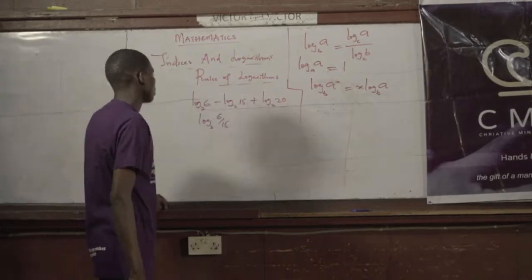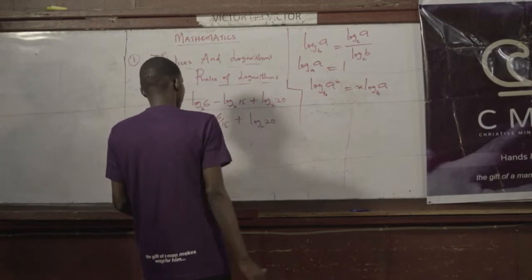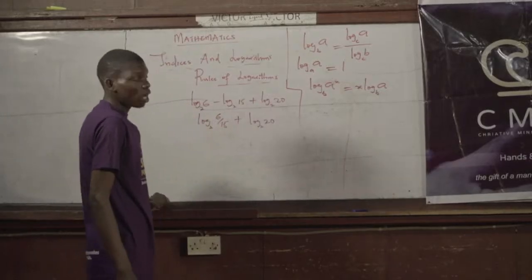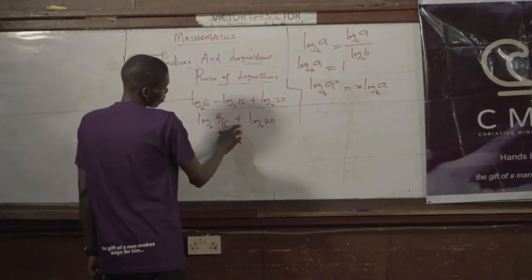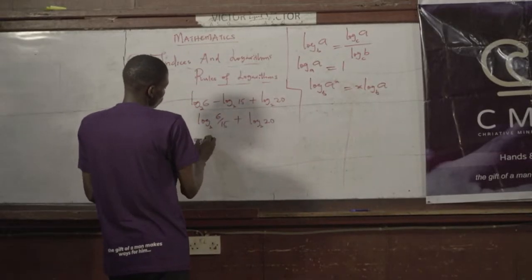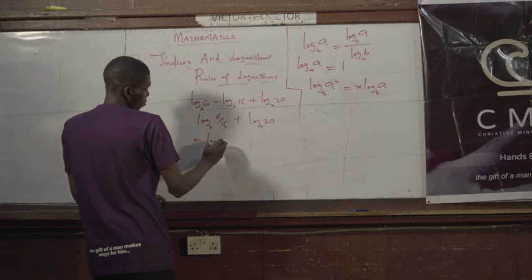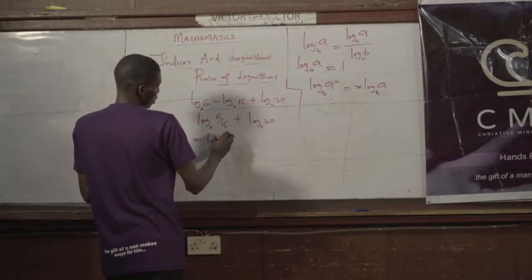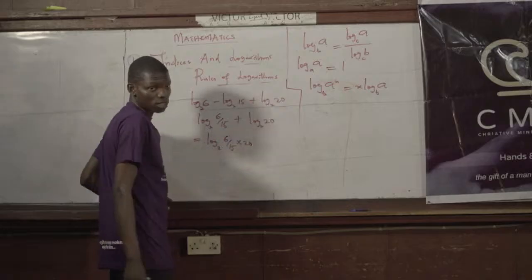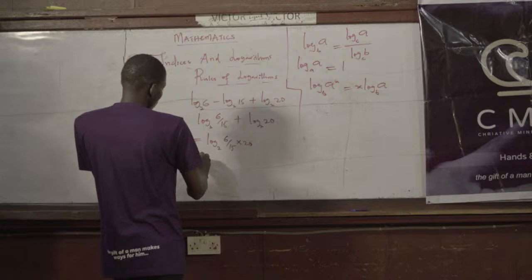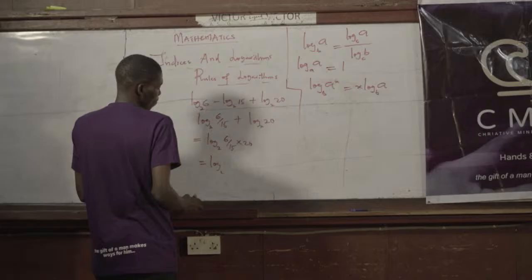Now, plus what? Log of 20 base 2. Here what you actually have is a plus between them. If you have a plus between them and they have the same base, according to the rules we wrote the other time, we can combine them. This is base 2, then 6 over 15. Since plus is here, it will now be multiplication between them. So I can move on by saying this is log base 2, then 6.